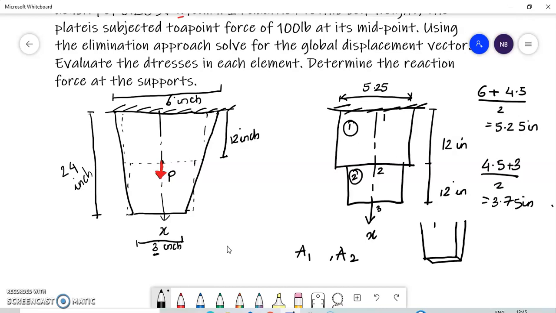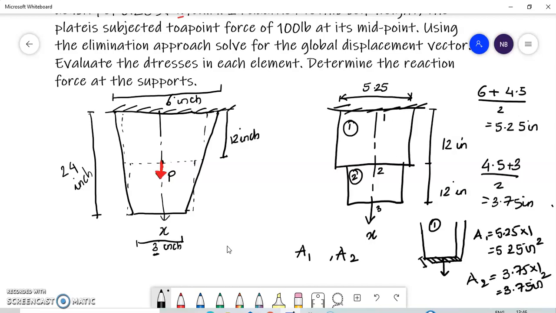If this is my element 1, the thickness is given as 1 inch and the force is acting here. So the cross-sectional area is this area. A1 will be equal to 5.25 into 1, which is 5.25 inch square. Similarly, A2 will be 3.75 into 1, which is 3.75 inch square.